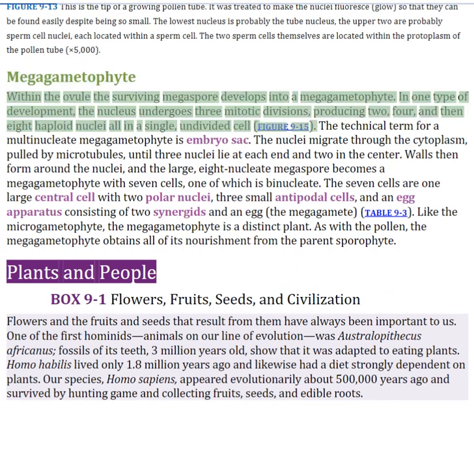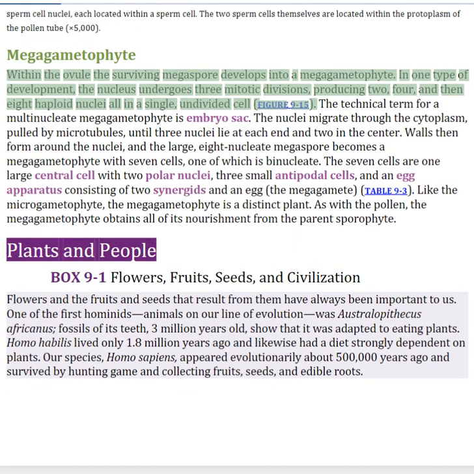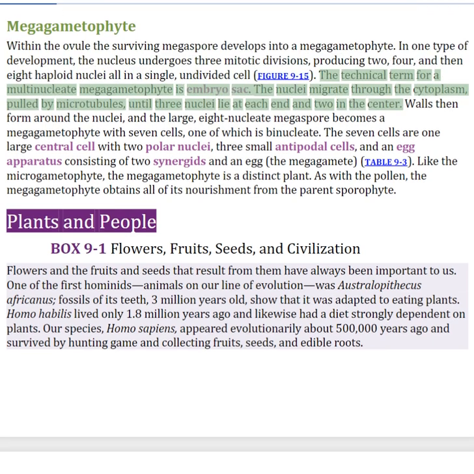Megagametophyte. Within the ovule, the surviving megaspore develops into a megagametophyte. In one type of development, the nucleus undergoes 3 mitotic divisions, producing 2, 4, and then 8 haploid nuclei, all in a single, undivided cell. The technical term for a multinucleate megagametophyte is embryo sac.